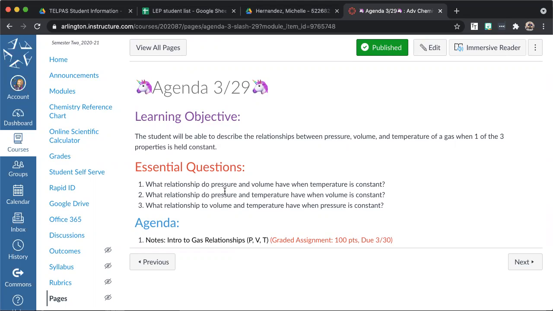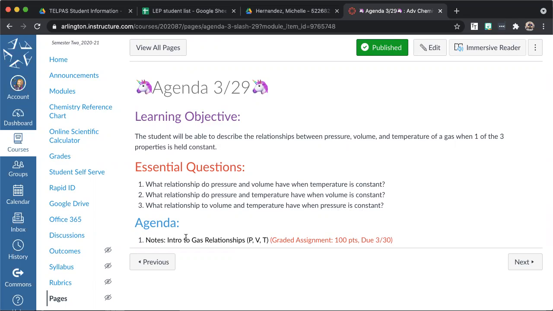So on number two, what relationship do pressure and temperature have when volume is constant? So now you're talking about the size of your container being the same. But if I decrease the temperature, what happens to the pressure? Okay. Or vice versa. And then the last one is relating volume and temperature when you have constant pressure.